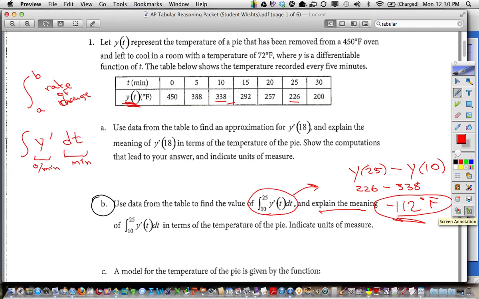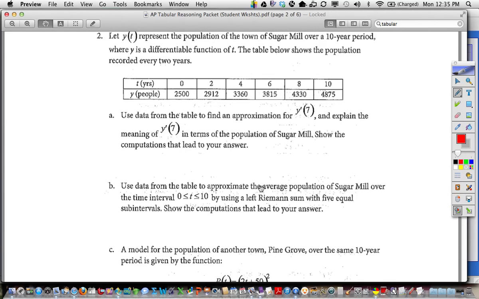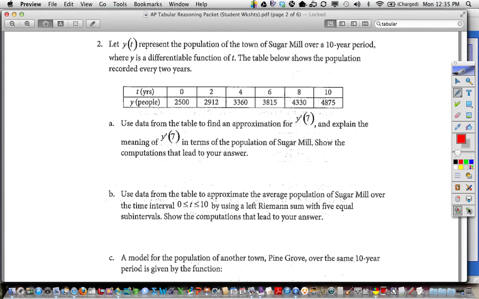Makes sense. All right, now let's go to the next page because that brings up another scenario that you run into in these problems. Here we have a population table. So many years during this 10-year period, this was the population of this town. And they want us, from the data in the table, to approximate the average population. Now, I want you to think of some very specific things when you hear the word average in this class.